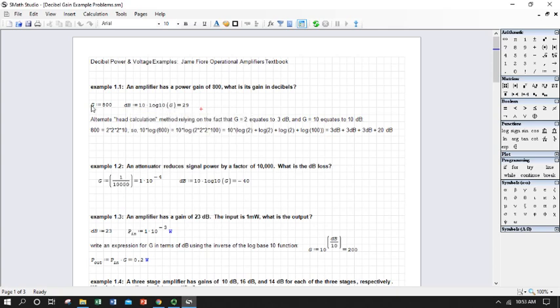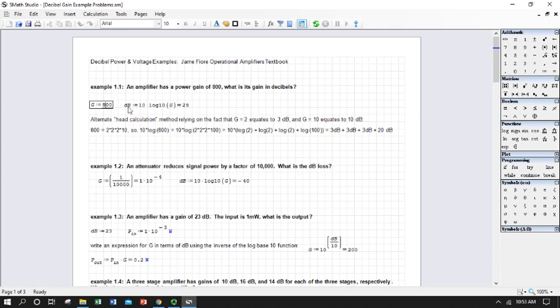So we've defined our ordinary gain G as 800 and written our expression for decibel gain in terms of ordinary gain, and SMath calculates our result as 29. So 29 decibels is equivalent to 800 as a ratio gain.